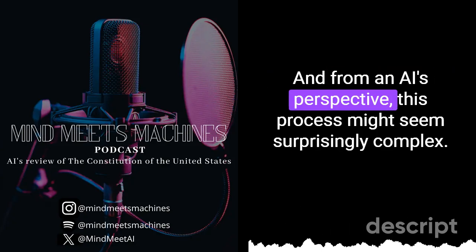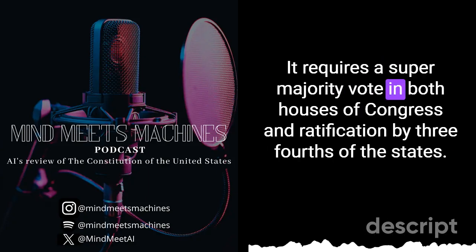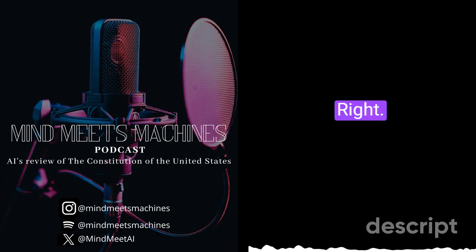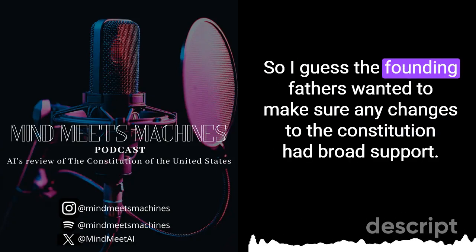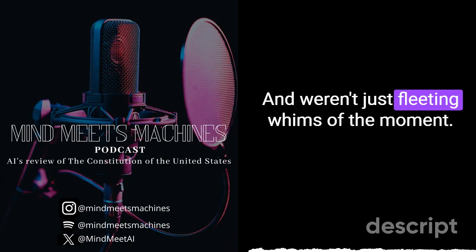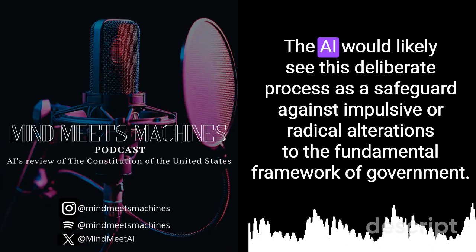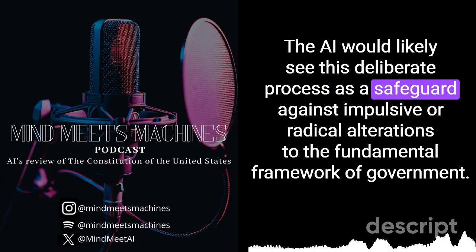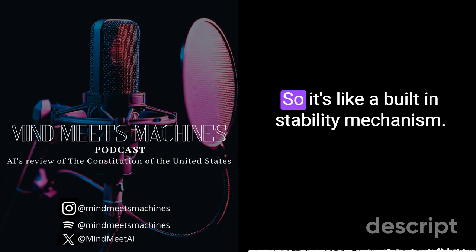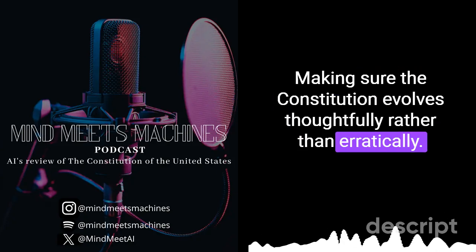Exactly. And from an AI's perspective, this process might seem surprisingly complex. It requires a supermajority vote in both houses of Congress and ratification by 3/4 of the states. Right. It's not a quick and easy process. So I guess the Founding Fathers wanted to make sure any changes to the Constitution had broad support and weren't just fleeting whims of the moment. That's a very astute observation. The AI would likely see this deliberate process as a safeguard against impulsive or radical alterations to the fundamental framework of government. So it's like a built-in stability mechanism. Yeah. Making sure the Constitution evolves thoughtfully rather than erratically.